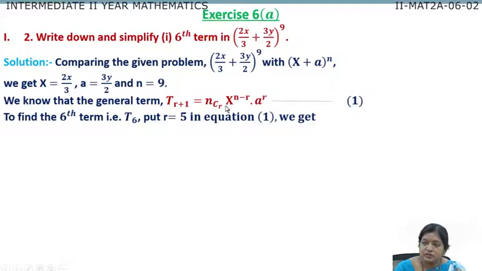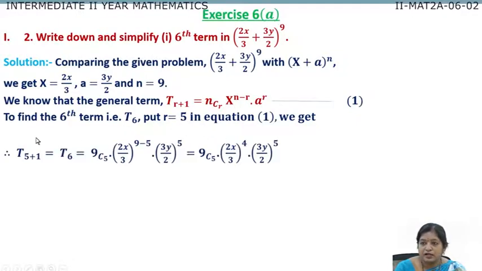So substituting all these values in equation number 1, we get T(5+1), which is nothing but T6, equal to nCr. The n value is 9, C, the r value 5, into x to the power of (n-r). What is x? 2x/3 to the power of n minus r, the n value is 9 minus the r value 5, so 9 minus 5, into a to the power r. What is a? The a value is 3y/2, so writing (3y/2) to the power of r, the r value is 5. So 9C5 into (2x/3) to the power of 9 minus 5, which is 4, and (3y/2) to the power of 5.